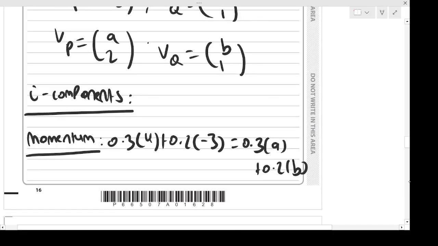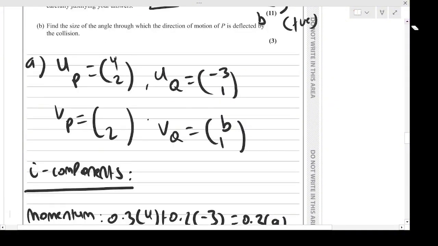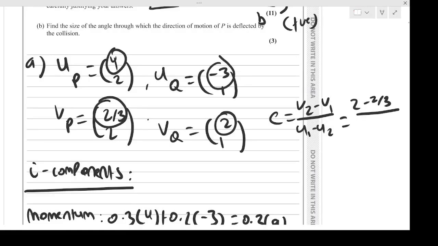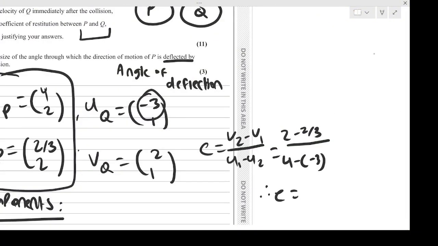So at that point, again, I can apply restitution to my i components. I remember that A is 2/3 and B was 2. So E is going to be V2 take away V1 over U1 take away U2. Looking at the i components, V2 is 2, V1's 2/3, so 2 take away 2/3. Then U1 is 4 and U2 is -3, so 4 take away -3. So E is going to be 4 over 21 if we work that out. And there we are, my coefficient of restitution.